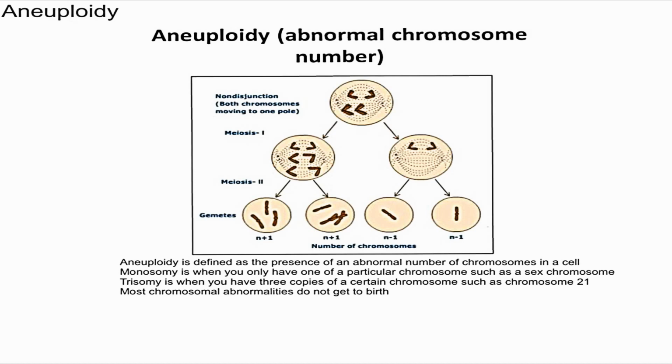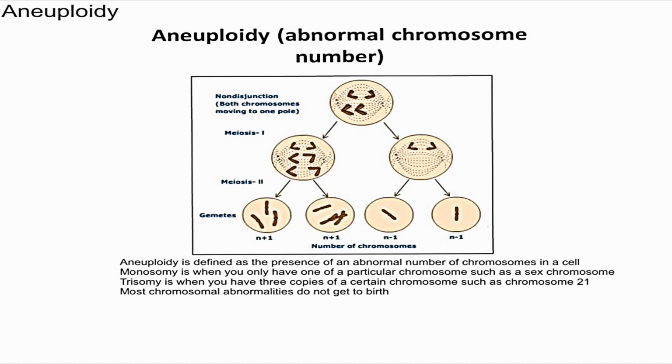And so there are a couple different ways to get an abnormal amount of chromosomes in the cell, but the most common way is due to non-disjunction. And so that's shown in this picture right here.